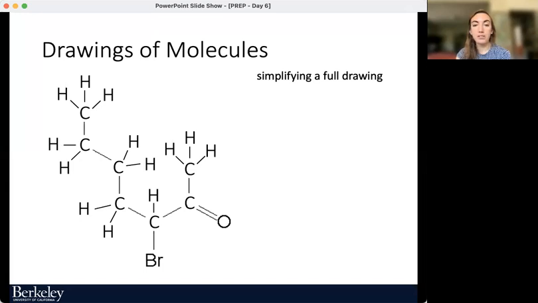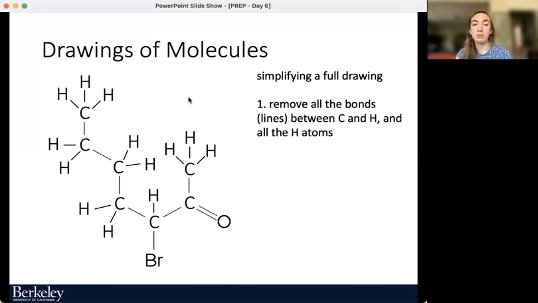Okay, so if we're simplifying a full drawing, the first thing we're going to do is remove any bonds to hydrogen and all of the hydrogen atoms themselves. So for example, up here, we had 3 bonds to hydrogen, and we can remove those because we know that carbon wants 4 bonds. And so we'll just know that there must be 3 hydrogens there in order for the carbon to have 4 bonds.